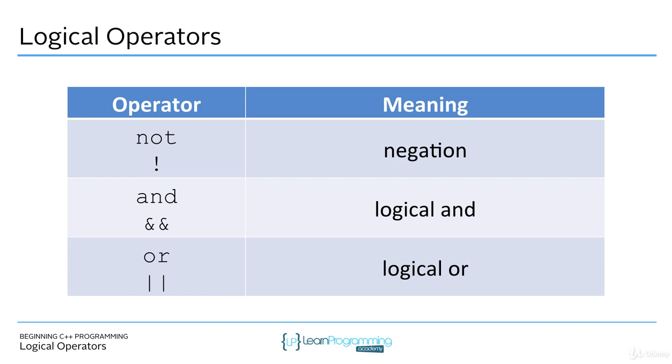There are several ways to write these operators. You can use the keyword-like syntax using the words not, and, or, or you can use the operator symbol syntax using the bang sign, the double ampersand, and the double pipe symbol or the double vertical bar. Personally, I've never seen any C++ code that uses the keyword-like syntax, so I'll use the operator symbol syntax in this course. Let's quickly review Boolean algebra by using a truth table.